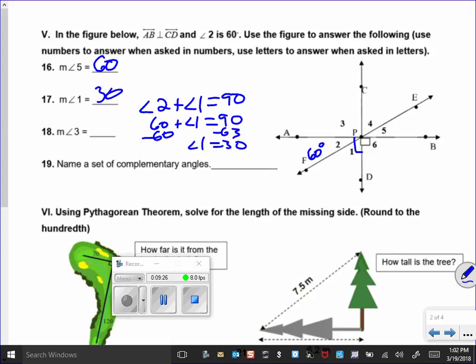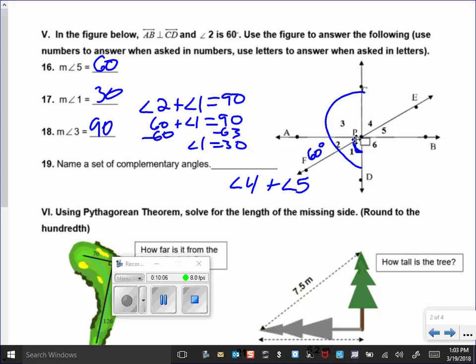All right, now we're looking at angle 3. Well, angle 3 is vertical to angle 6, so we know that's 90. Not only is angle 3 vertical to angle 6, it is also supplementary to this angle here. We know this is 90, and when we add these two together, they're going to equal 180, so 90 plus 90 must be 180. Name a set of complementary angles. You could say angle 4 and angle 5 are complementary.